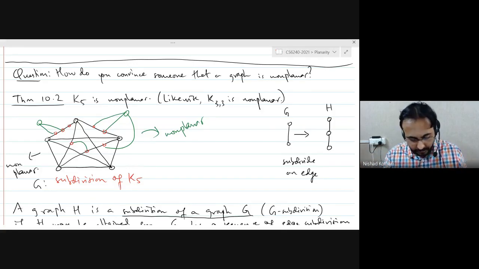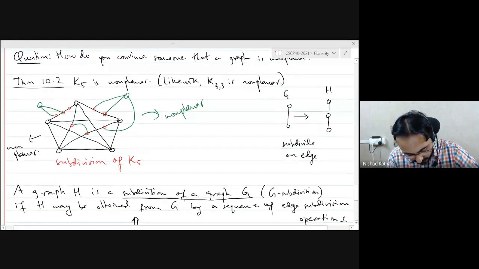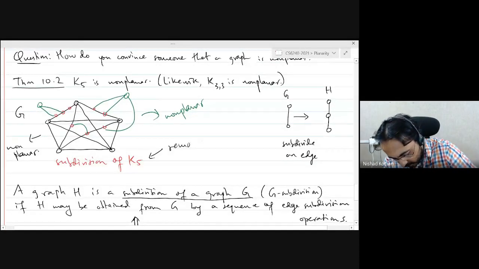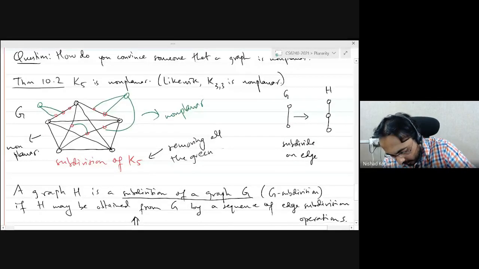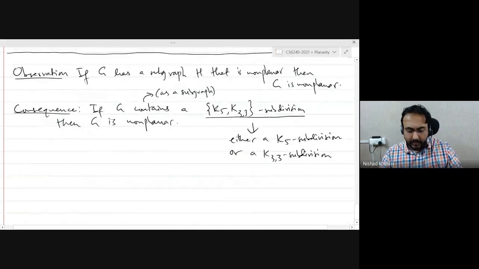Okay? So let me make sure the notes are correct. If this is my graph G, then you can get a subdivision of K5 by removing all the green colored stuff, deleting all those vertices and edges. Okay? And that is non-planar, so the whole graph is non-planar. Okay? So everything so far so good. Is everybody convinced of the veracity of all of these statements? Are there any questions?